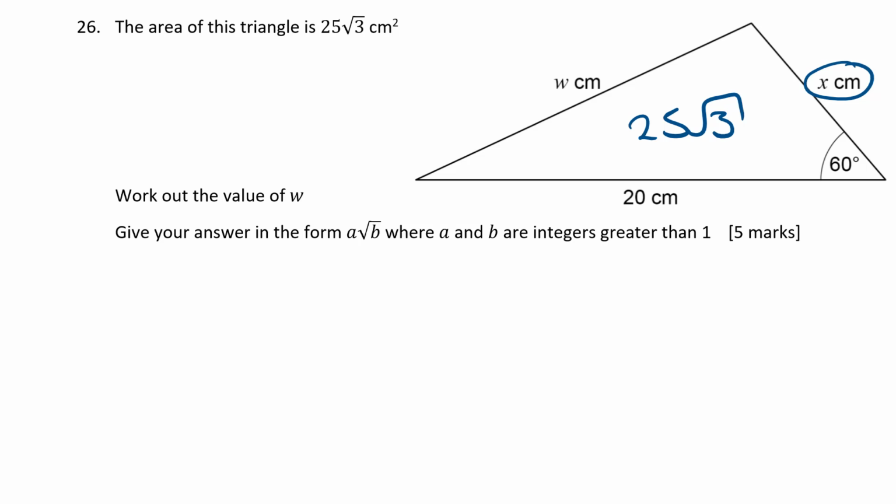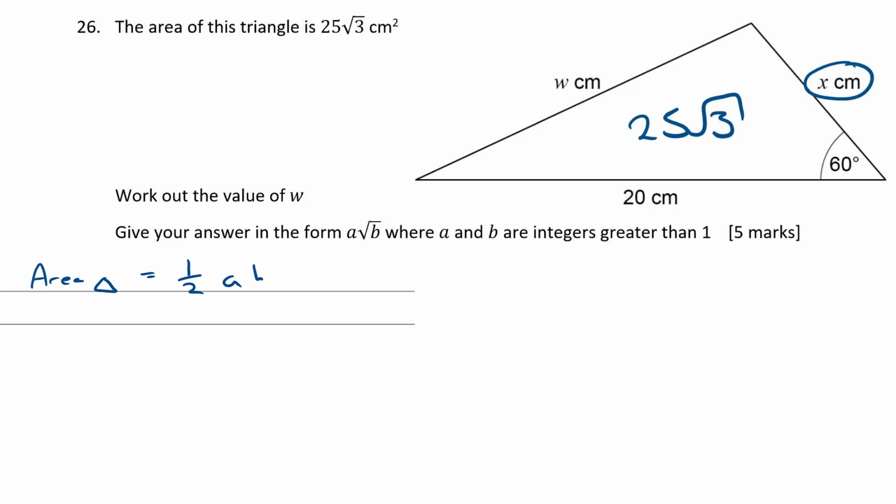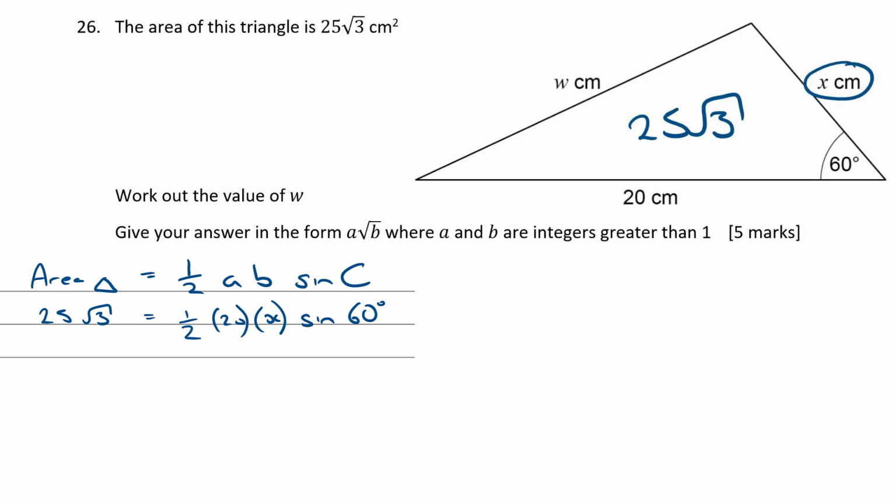So what is the trigonometric area of a triangle? We know that the area of a triangle is equal to half ab sine C, where a and b are the two sides and C is the included angle. So here we know what the area is. We know it's 25 root 3. So let's sub in everything we know. That's half. a is 20. b is my x value that I'm trying to find. And sine C is the sine of 60 degrees. Okay.